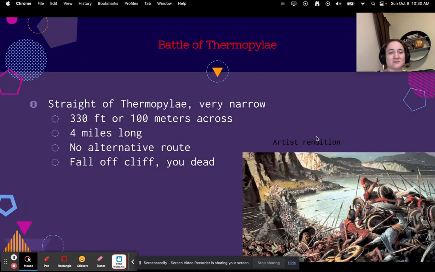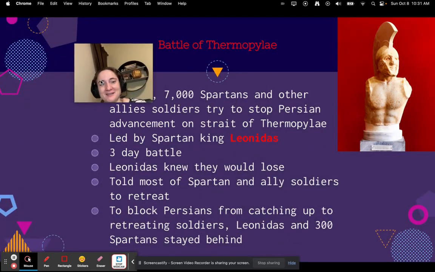So the Strait of Thermopylae is very, very, very narrow. It is 300 feet across. It is 4 miles long. And there is no alternative route, right? It's just straight up mountain cliffs, like you can see here. Of course, this is a big painting, but you can see that there's no climbing up these hills. This is a sheer cliff. And if you fall off the cliff towards the sea, you're going into the water and you're going to die. So it is quite the place to have a battle.